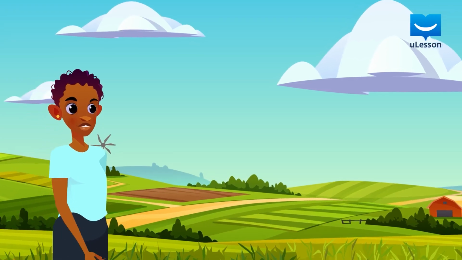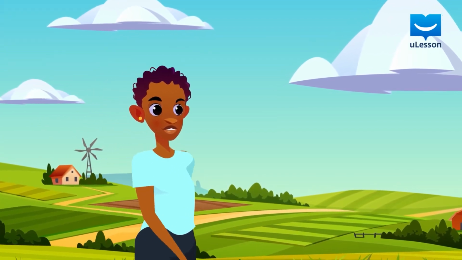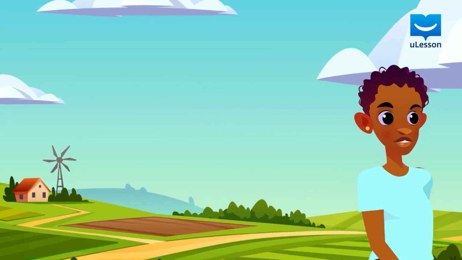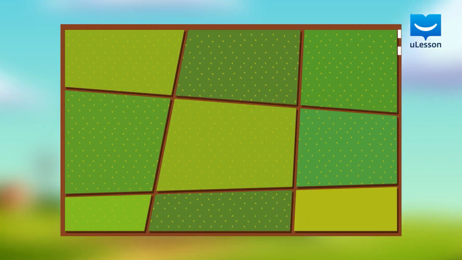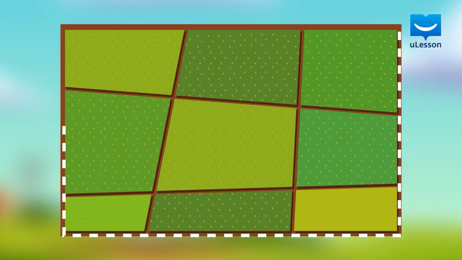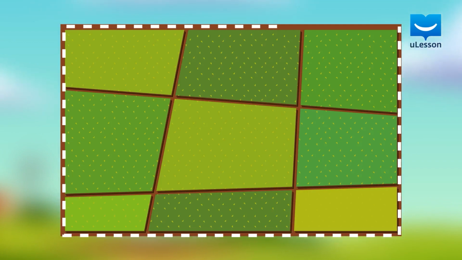Now let's say Mimi decides to take a walk around her new farm space. She is surveying the land and planning for the next planting season. When she is done walking around the farm, the distance she walked is the perimeter of the farm. The perimeter of a plane shape is the total distance around the plane shape.